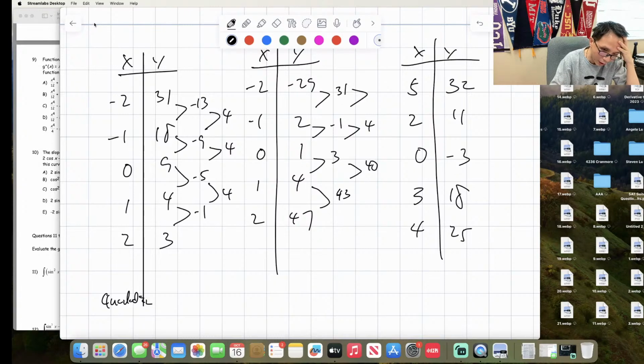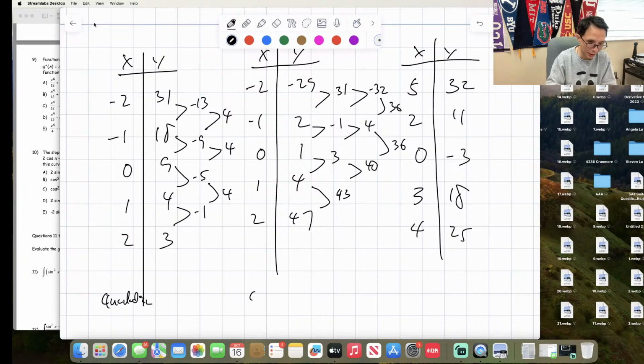And this one's what? -32, right? So from here to here is what? 36. 36, right? This is the third difference. So that's the cubic.